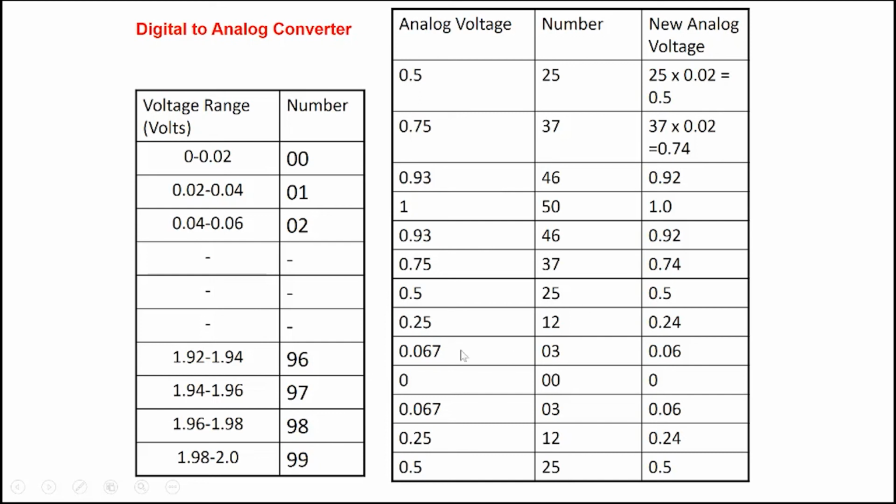0.75, we've already seen. 0.25, we get 0.24. 0.067, we get 0.06 here. So there is an inaccuracy in the second decimal place. First decimal place is fine. And there's a little bit of inaccuracy there.